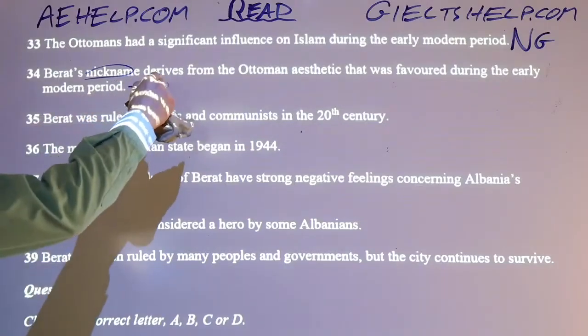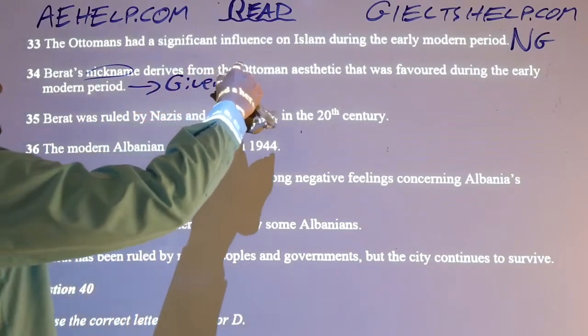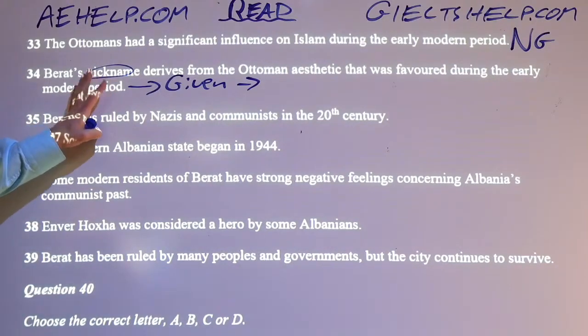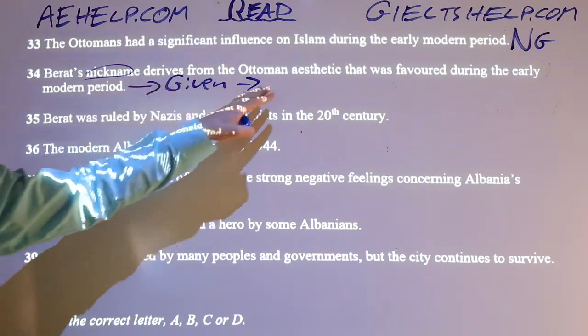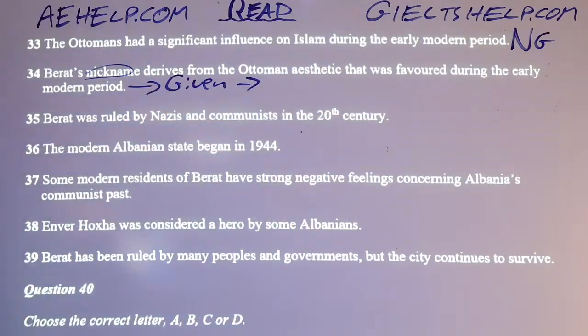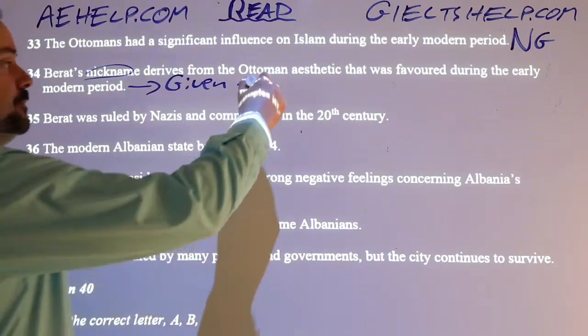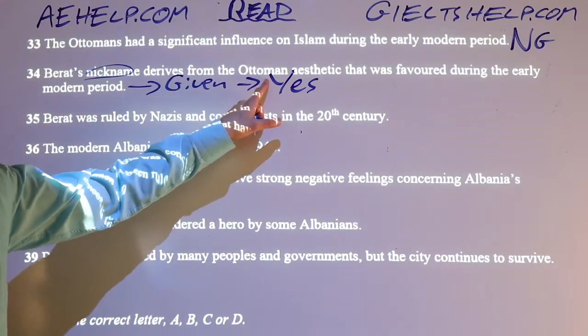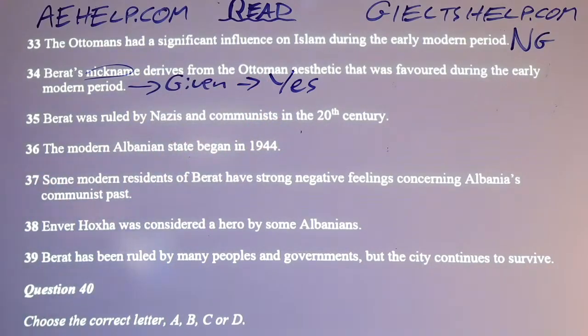And is it true? So is it true that the nickname of City of 1,000 Windows comes from the design, the aesthetic of that time? Sammy says, yes, it's given and it's true. Natalie says it's yes. Absolutely. Yeah, that was very clear in the passage that it was the Ottoman architecture that had all those windows, right? Very good, Harwinder.